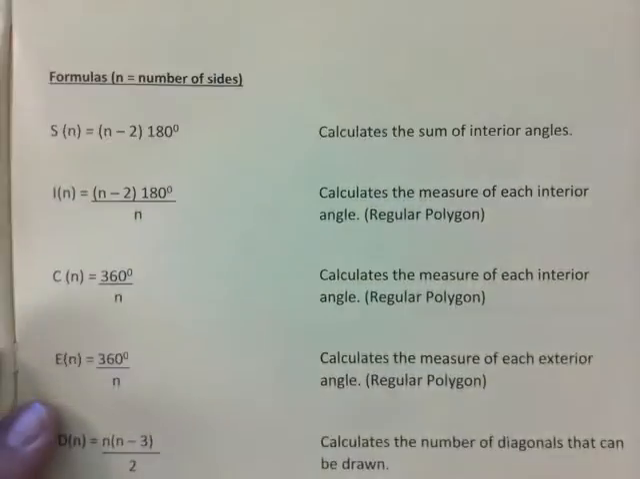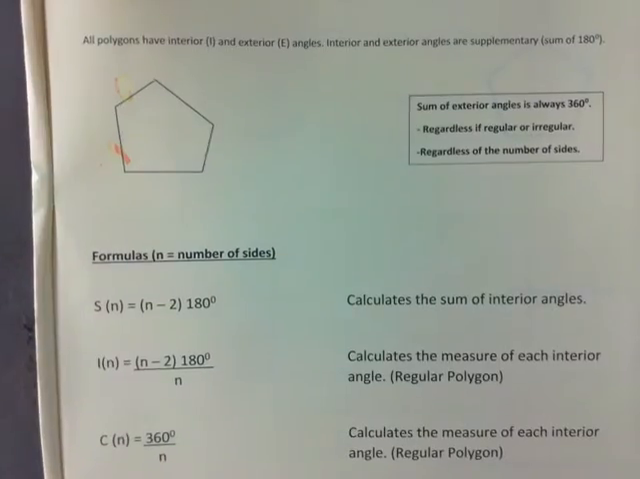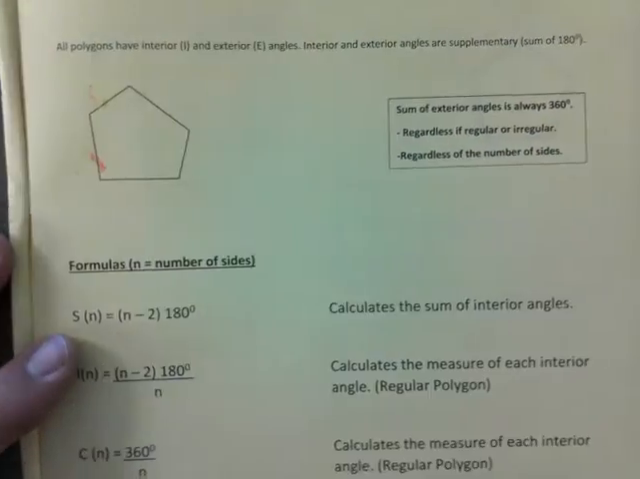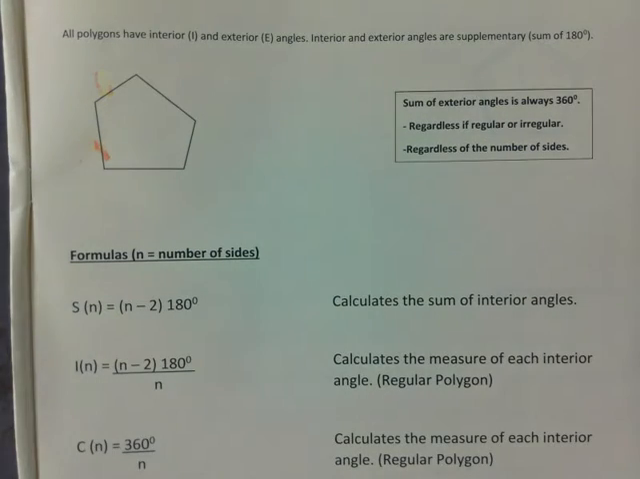Next, page 11. All polygons have interior and exterior angles. Every single one. Interior and exterior angles are supplementary, a sum of 180 degrees.